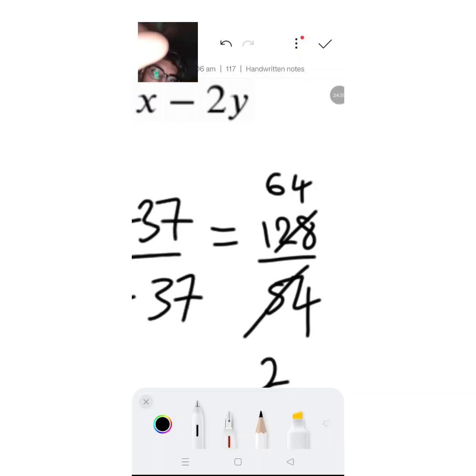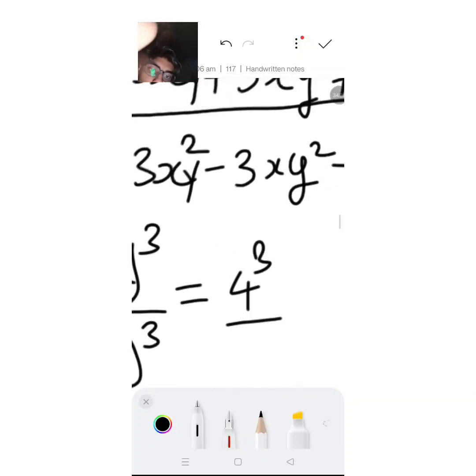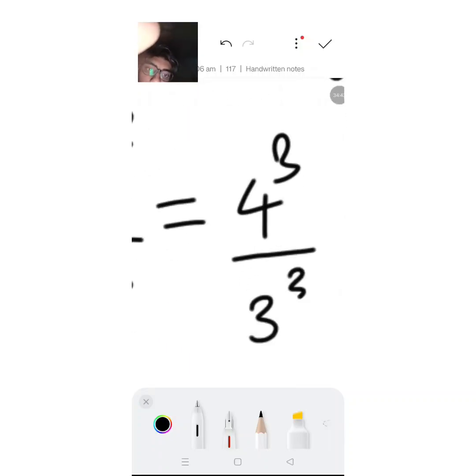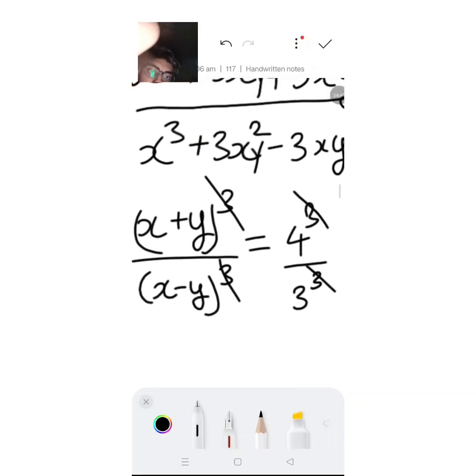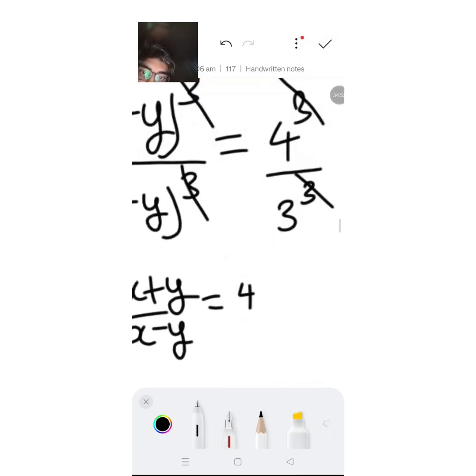What about this? 2 and 7. So 27. So obviously these two are also perfect cubes. 64 is 4 cubed. Okay. 27 is 3 cubed. So you can just cube root both sides. Take these off. x plus y over x minus y equals 4 over 3.